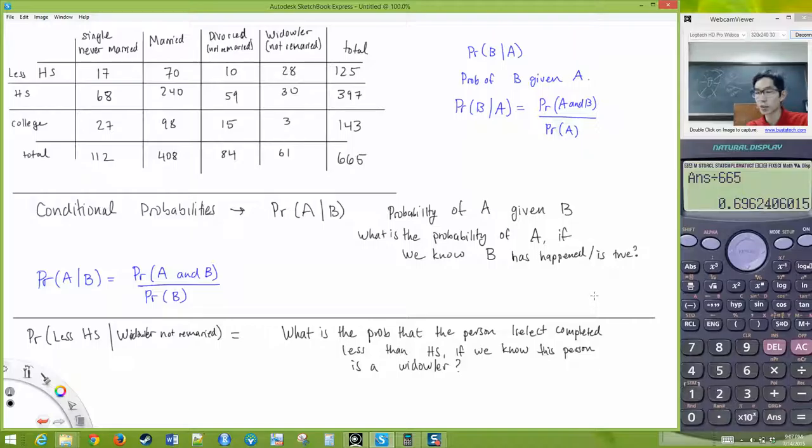Then we do probability of A and B. So what's the probability of A and B, or less than high school and widow, widower, not remarried? I'll abbreviate it as less than high school and widow, divided by probability of widow, just so I don't have to keep writing not remarried. Less than high school and widow would be how many? There's 28, over 665. So that goes in the numerator.